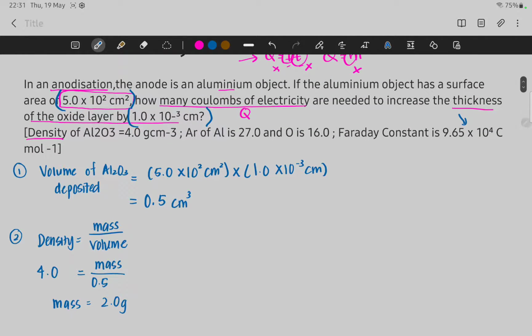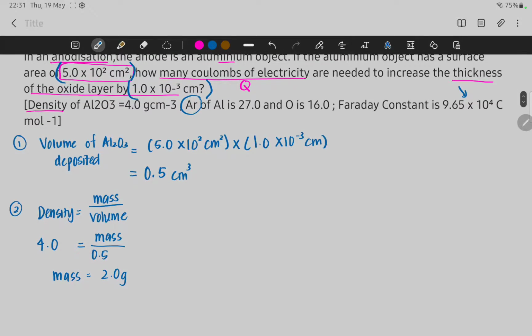When you get your mass, the thing that comes to your mind immediately is the number of moles, because they already give you the molar mass. So the third thing that you need to calculate here is your number of moles of Al2O3 deposited.